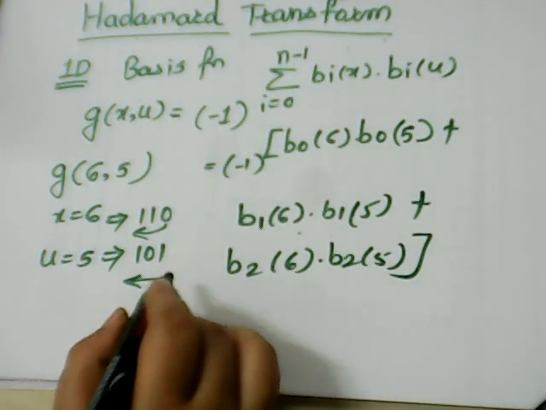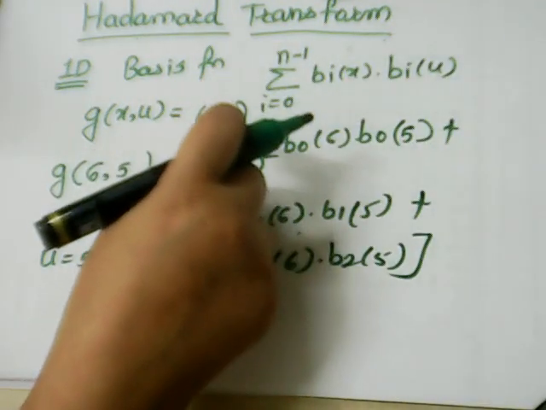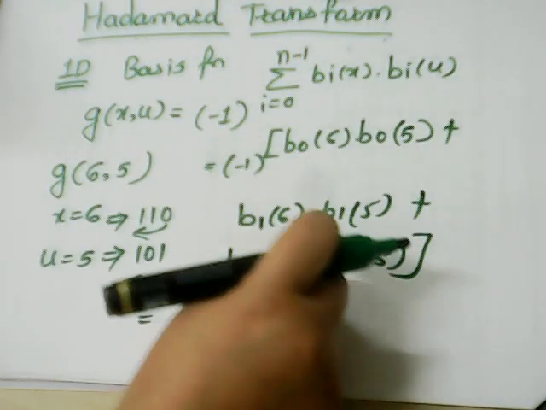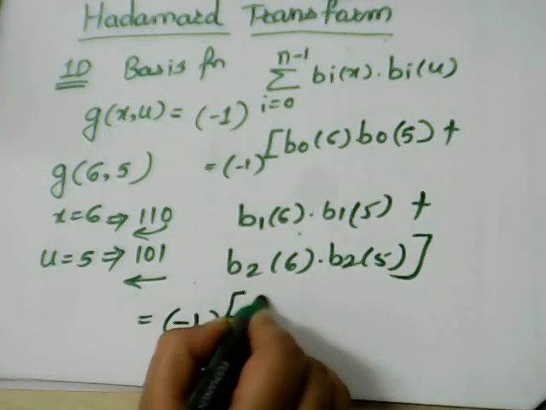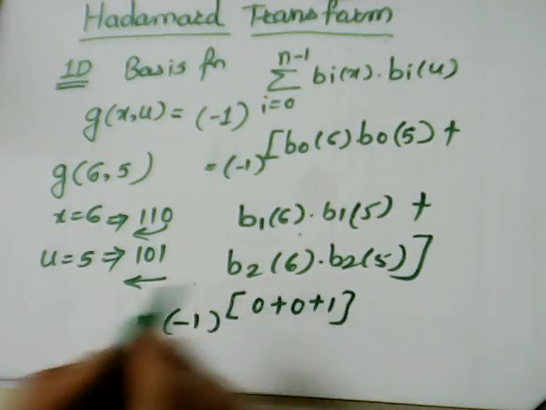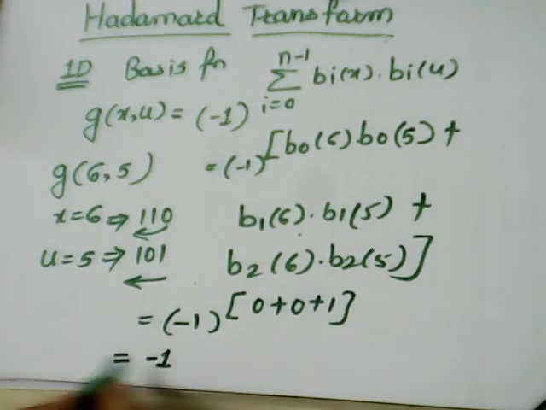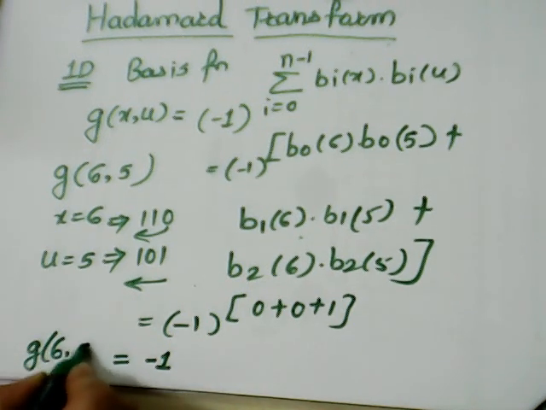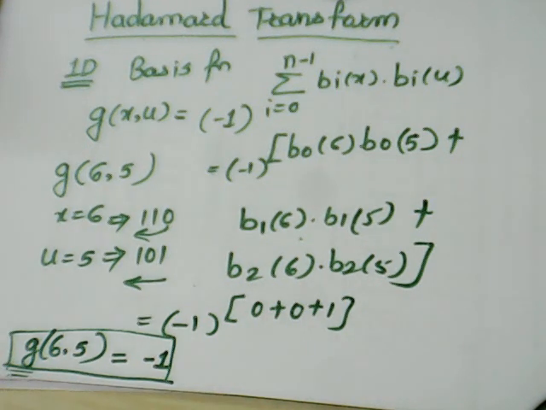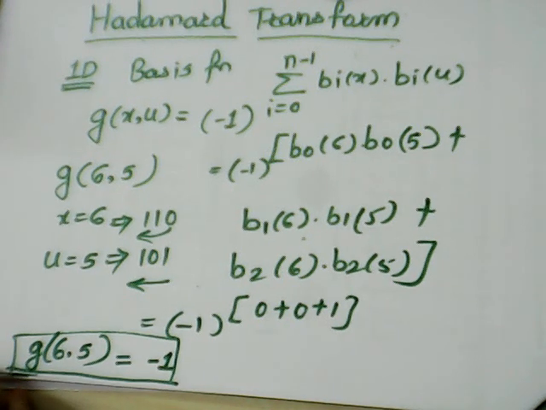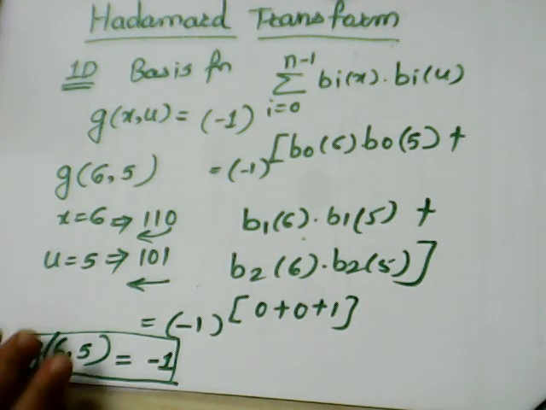So after calculation, this is minus 1 to the power whole. So minus 1 to the power this plus this plus this. So what is the answer coming at the last? Minus 1 to the power 0 plus 0 plus 1. So the final answer is minus 1. G of 6 comma 5 is minus 1. You can take the homework and practice the calculation of g of 4 comma 3, g of 3 comma 6 and so on.